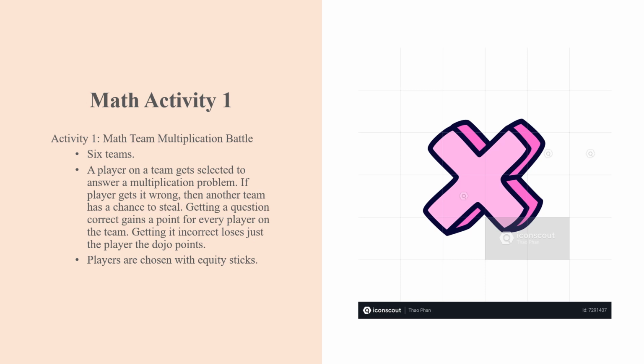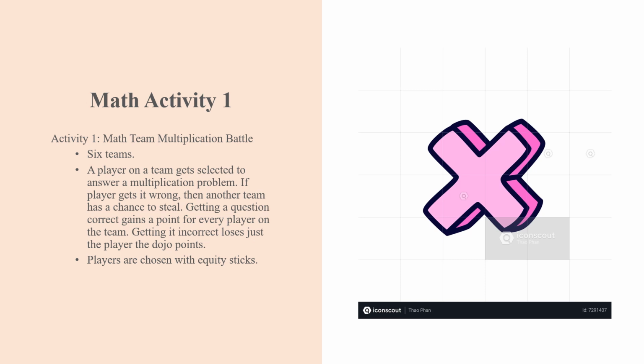With this activity, the points at stake were class dojo points. My school does a system where students can earn class dojo points, and then the dojo points can be redeemed when they go to what's called the dojo store for some goodies here and there.